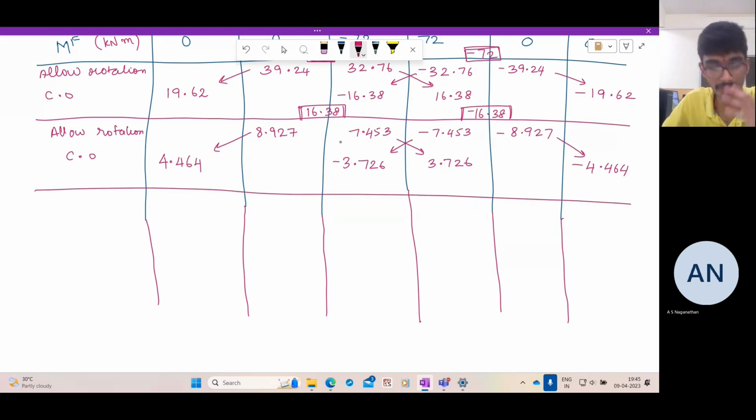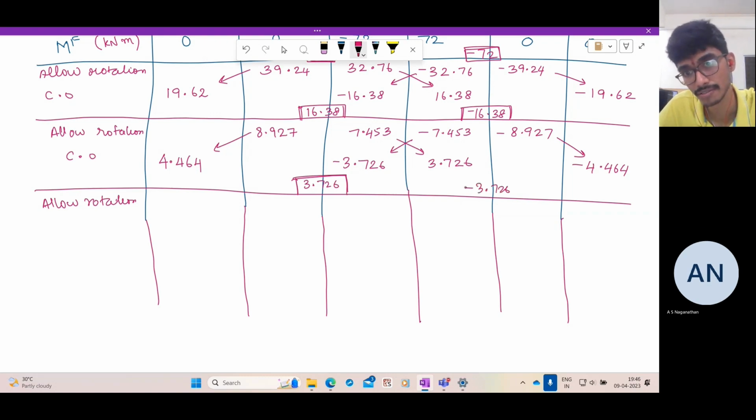So this is the fixed end moment that is generated. If you fix it, so much moment will be transmitted. But now we are not going to fix it. We have to allow rotation. So apply a counter moment. How much is the counter moment here? You need to apply 3.726, and here we need to apply minus 3.726. So split it in the same fraction.